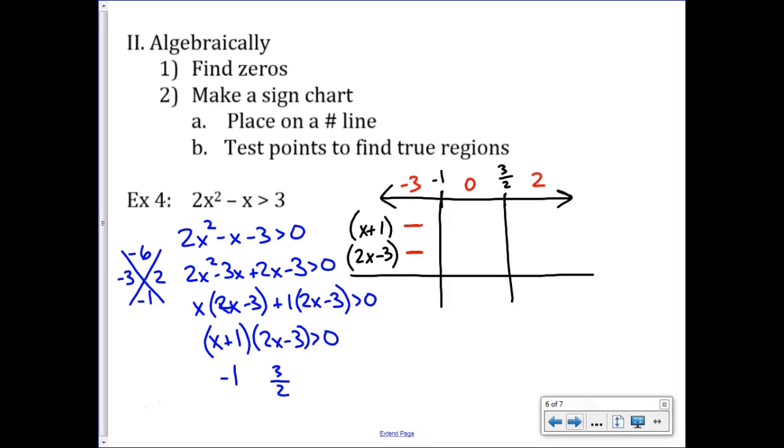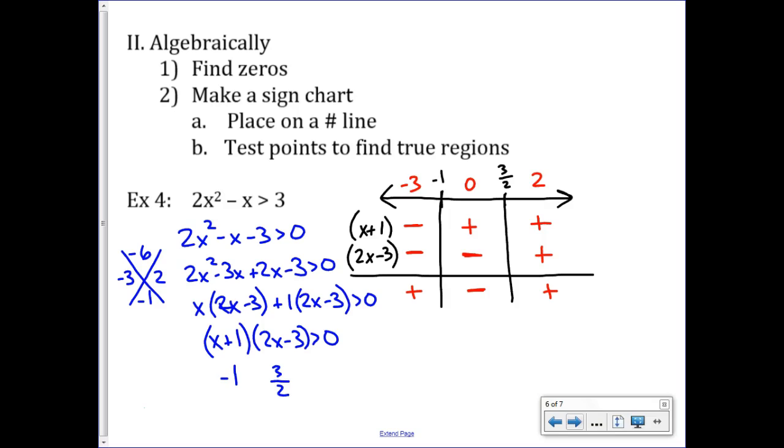I'm going to move over to my middle region here. 0 plus 1 is positive. That's a positive 1. 2 times 0 is 0 minus 3. That's a negative answer. 2 plus 1 is 3. That's a positive answer. 2 times 2 is 4 minus 3 is positive 1. That's a positive answer. Now, if I multiply, negative times negative is positive. Positive times negative will give you a negative. Positive times positive will give you a positive.